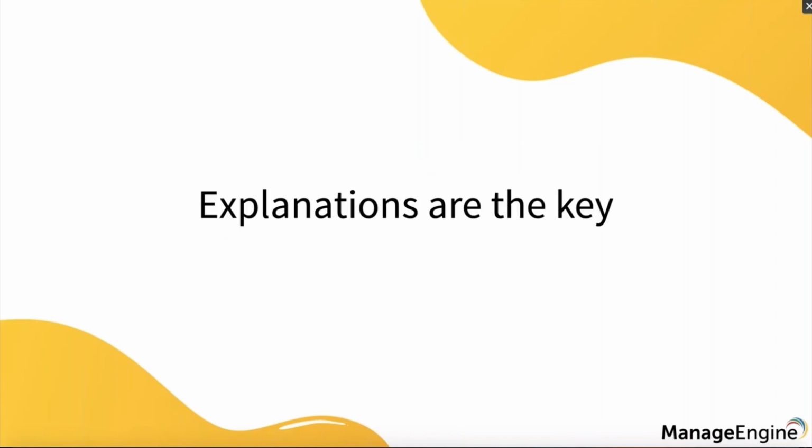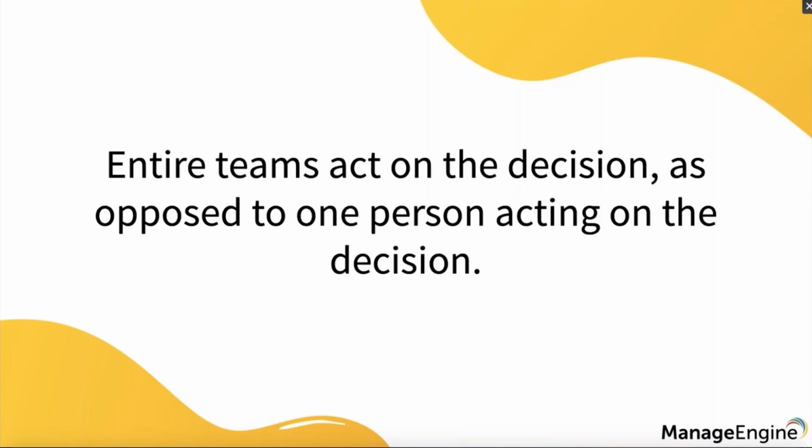Now let's say your decisions are going to be automated, right? An AI is going to take a decision in the place of a human, or it's going to augment a decision which has been previously taken by a bunch of humans, and AI is also going to put a vote in it, right? When this is the case, your explanations are going to be the key. Let us see what that is. Here in this case, the entire team acts on a particular decision as opposed to just one person acting on a decision. Now let's say there is an AI engine that recommends a book, right?